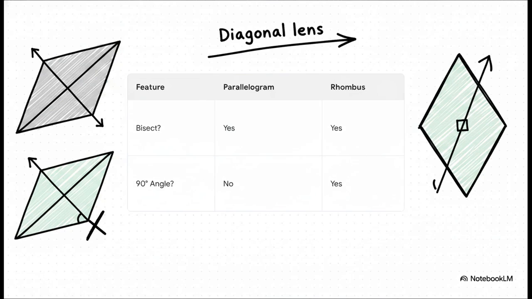Let's break this down further and see how this builds our understanding. We're going to use our trusty diagonal lens again. Because a rhombus is technically a parallelogram, it naturally inherits its rules, meaning in both shapes, the diagonals bisect each other. Makes sense. However, the rhombus gets a major upgrade. Because all four of its sides are equal, its diagonals don't just bisect, they intersect at exactly 90 degrees. A standard parallelogram simply does not have that strict 90-degree rule for its diagonals.